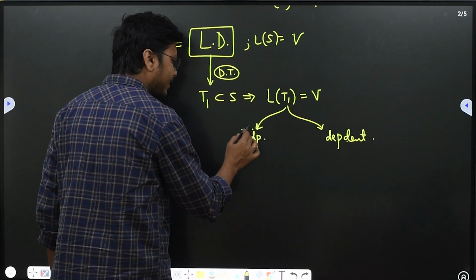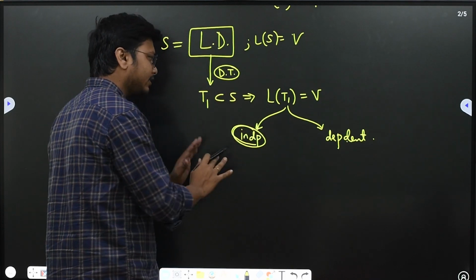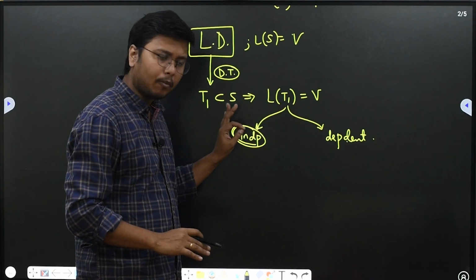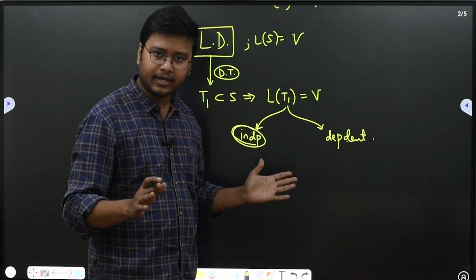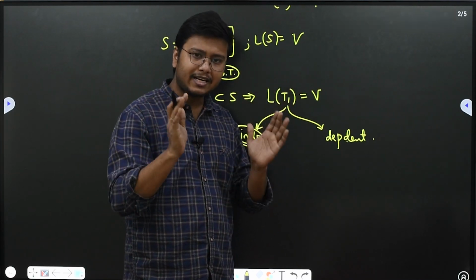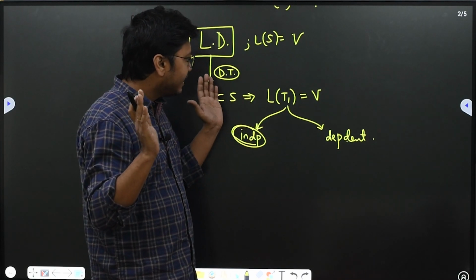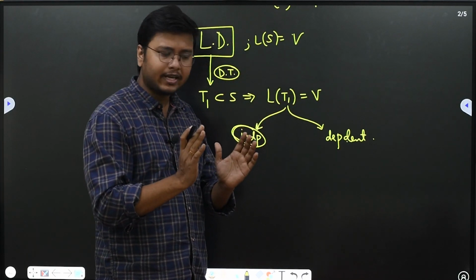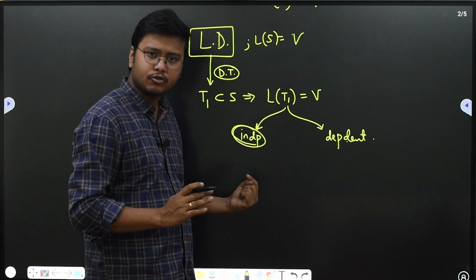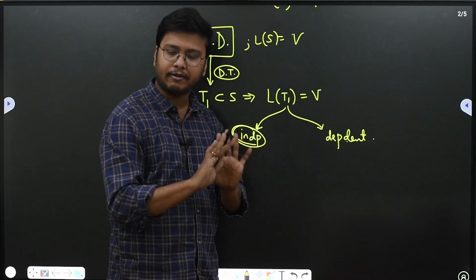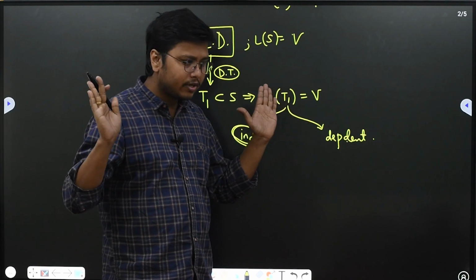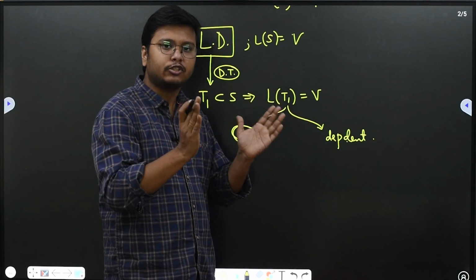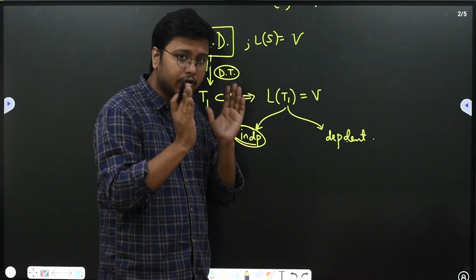If it is independent, then the process just stops over there. We cannot find a proper subset of T1 anymore, because when it has become independent, we have made it as small as possible. If we try to make it even smaller, it will not be generating the vector space V anymore. So linear independence is the place where the deletion stops. You cannot delete further.